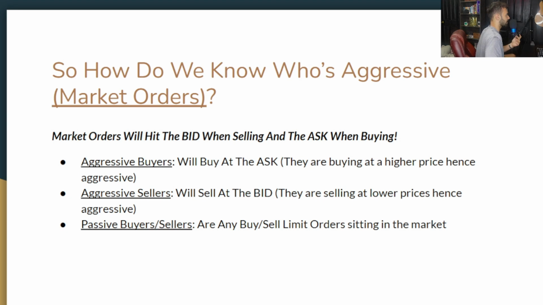Aggressive sellers are the exact opposite. They'll sell at the bid. They want to get out, liquidate their position. They're going to sell for a cheaper price. They're hitting the bid with market orders. Hence, they're being aggressive because they're selling at a cheaper price.